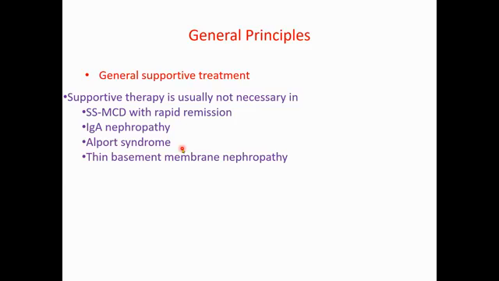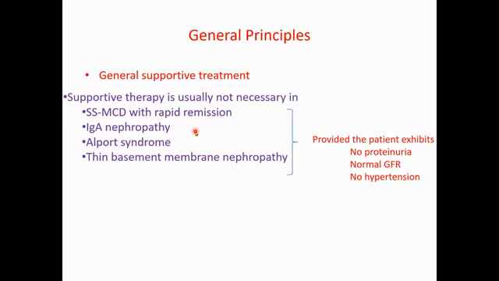IgA nephropathy: this group of patients presents with hematuria and mild proteinuria. Usually for a long time they are asymptomatic, and the patients gradually develop hypertension, and it progresses progressively, and at a time patients may develop renal failure and may need dialysis.